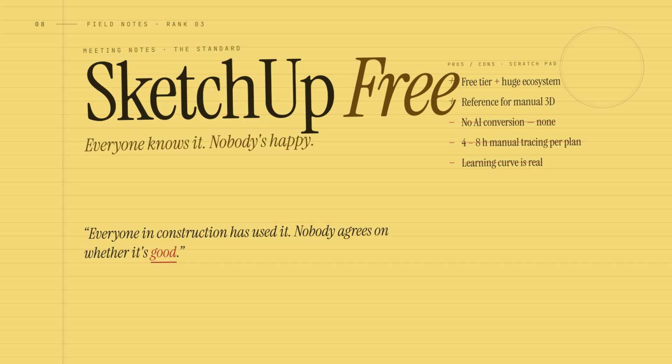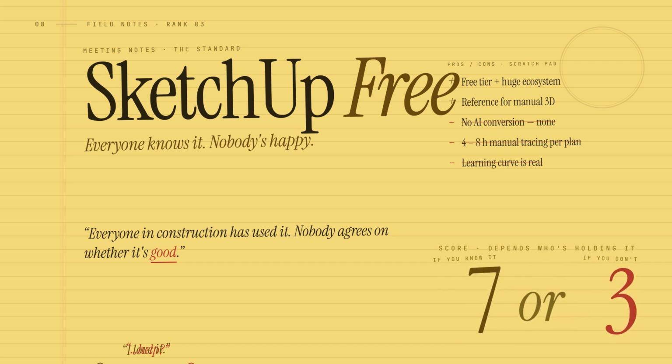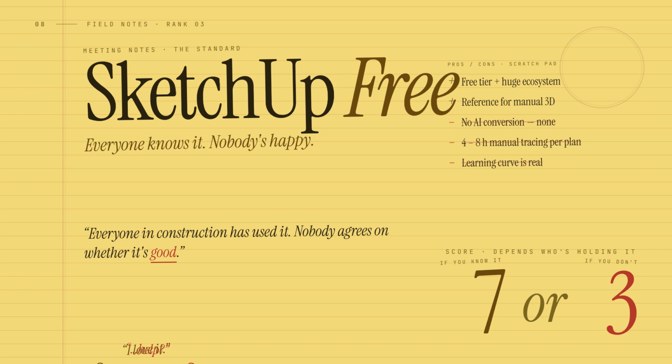You import your plan as a background image and manually trace every wall, place every door, extrude everything upward yourself. For a typical single-family home, that's 4 to 8 hours if you already know SketchUp. Way longer if you don't. So the score depends on you. 7 out of 10 if you already know SketchUp. 3 out of 10 if you don't, because the learning curve isn't worth it for one job.